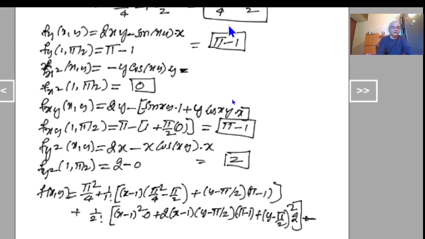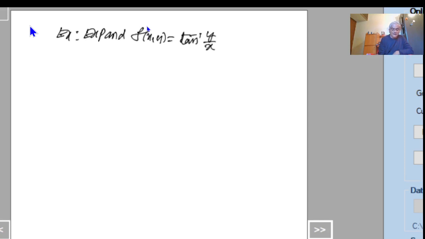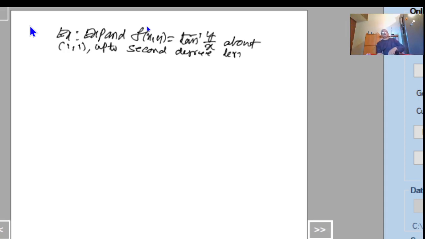Next I will go to another example. The next example: expand f of x comma y equal to tan inverse of y by x about 1 comma 1 up to second degree terms. Up to second degree terms.